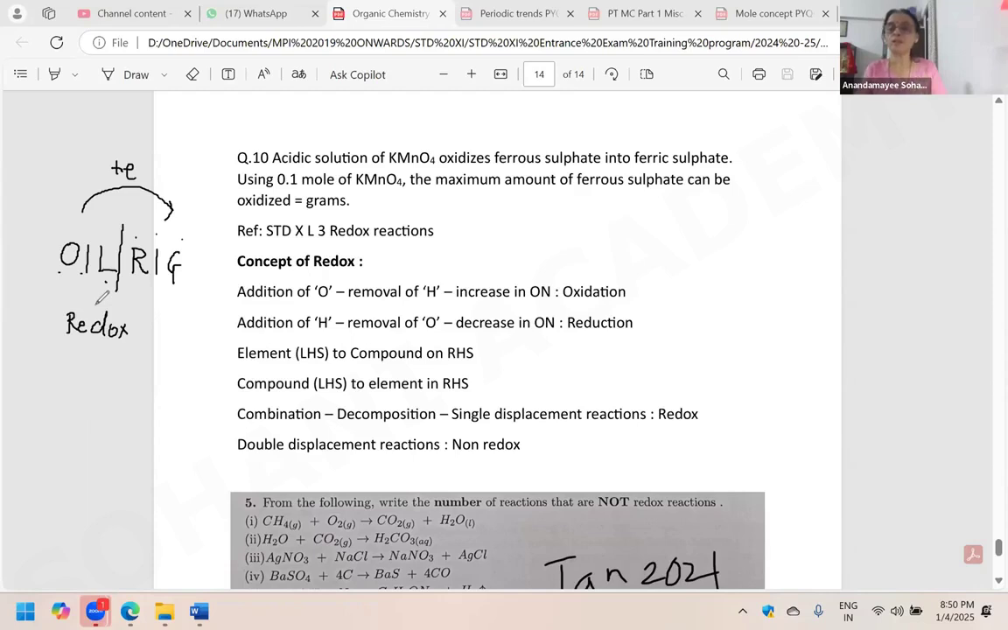Is this point very clearly understood by all? Yes. Please remember this point because it is going to help you in identifying redox reactions.